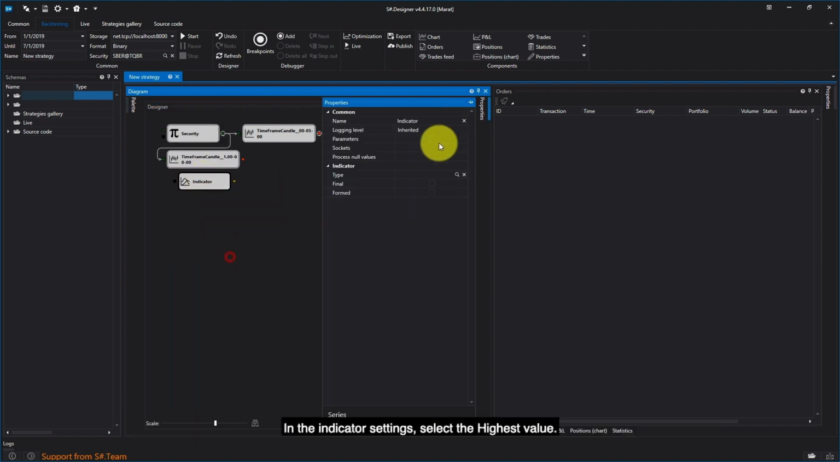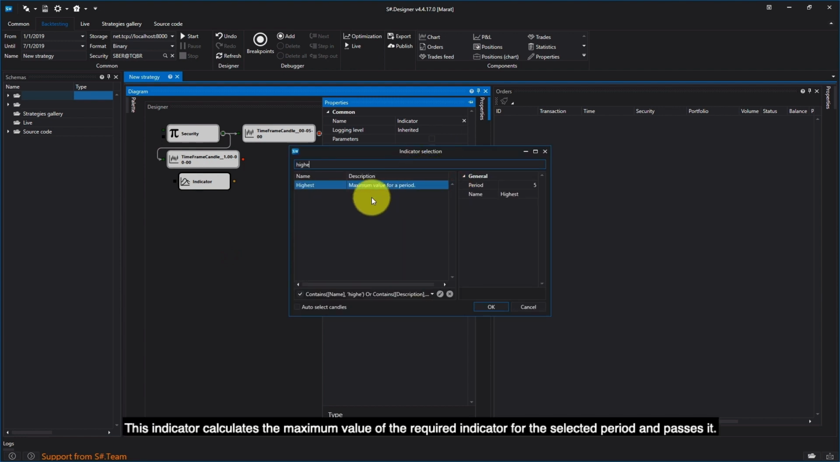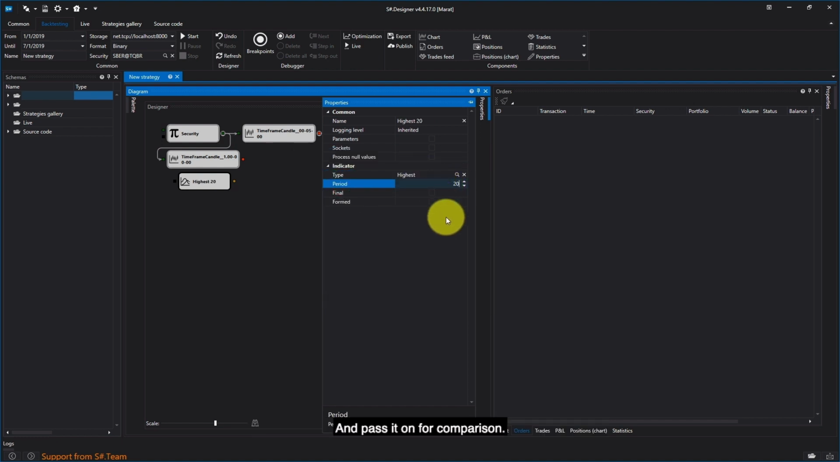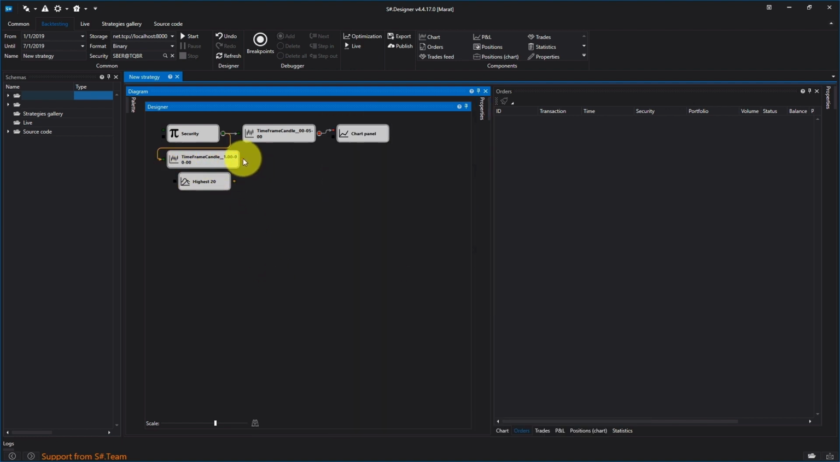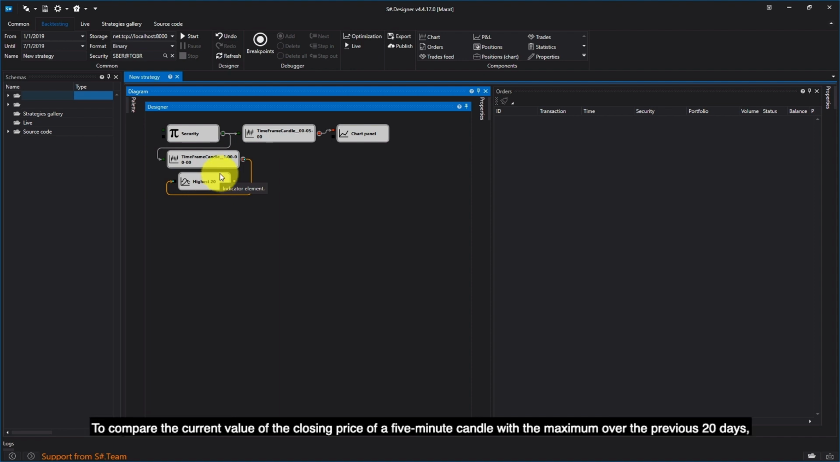In the indicator settings, select the highest value. This indicator calculates the maximum value of the required indicator for the selected period and passes it on. In our case, it will calculate the maximum candle value for 20 days and pass it on for comparison. Connect it to the candles cube. Now this cube will receive and pass the maximum value for 20 days. To compare the current value of the closing price of a 5-minute candle with the maximum over the previous 20 days, we will use the previous value cube, which will pass the maximum value for the previous 20 days.